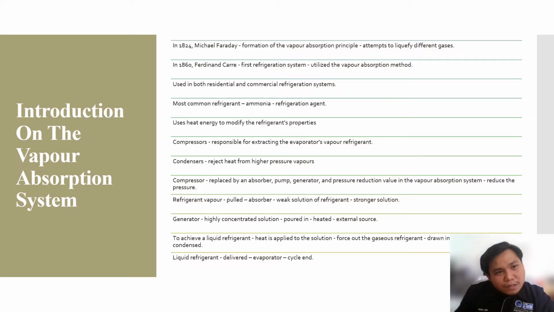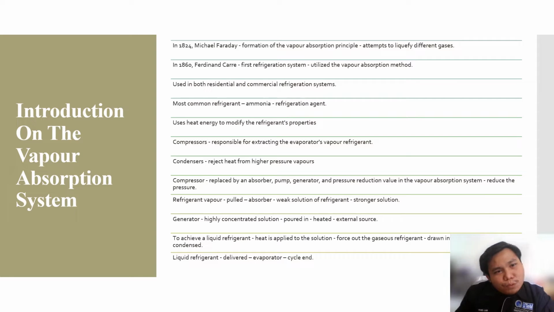Rather than using mechanical energy, the vapor absorption system uses heat energy to modify the refrigerant properties in a manner that is essential to the performance of the refrigeration system. Compressors in a vapor compression system are responsible for extracting the evaporator's vapor refrigerant, and the condenser is able to effectively reject heat from higher pressure vapors. In the vapor absorption system, the compressor is replaced by an absorber, pump, generator and pressure reduction valve.